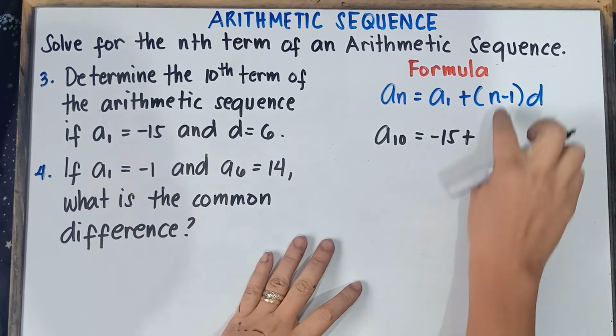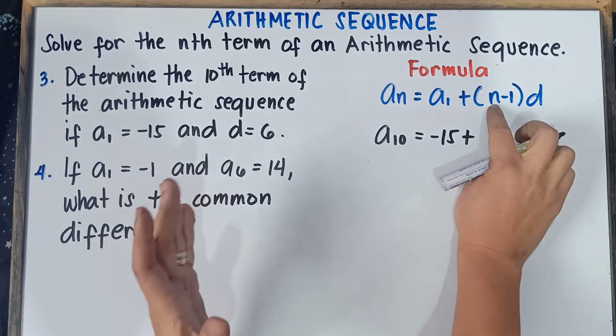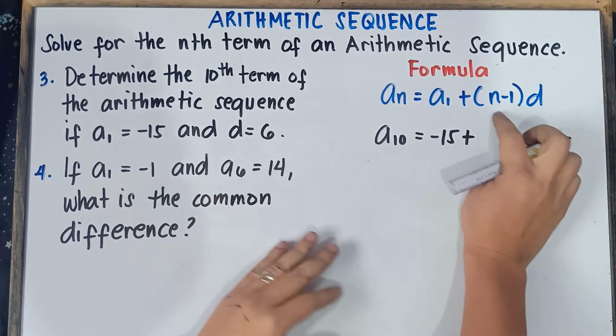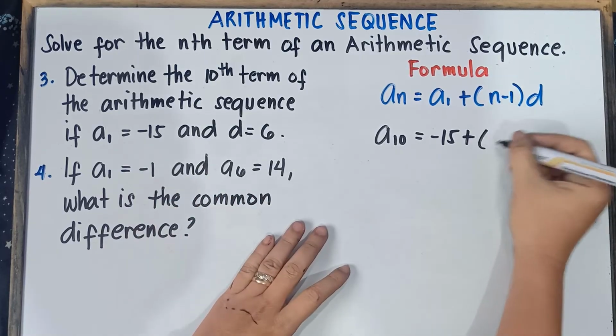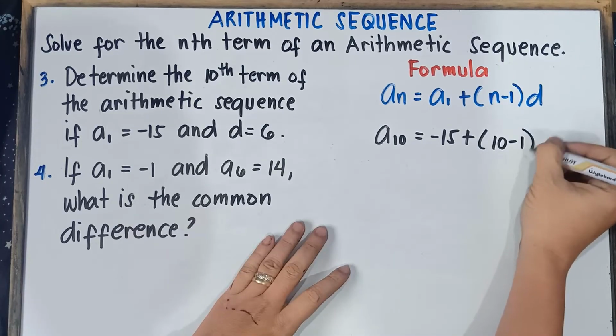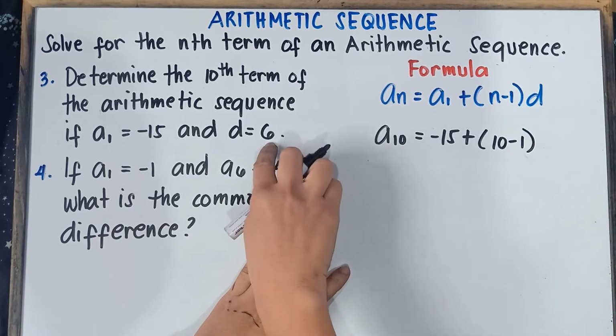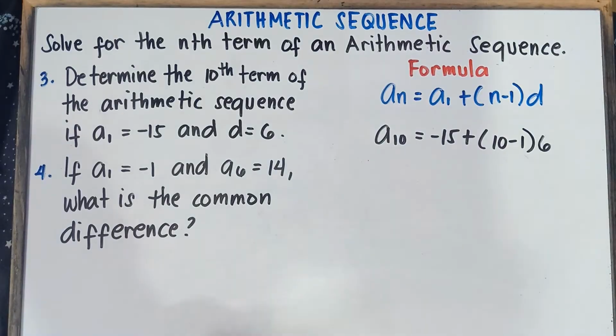Copy plus sign. So n is the number of terms. We're looking for the 10th term. So therefore, we have 10 terms. So n is 10. So 10 minus 1. And then the common difference is 6. Alright, and then simplify this one.